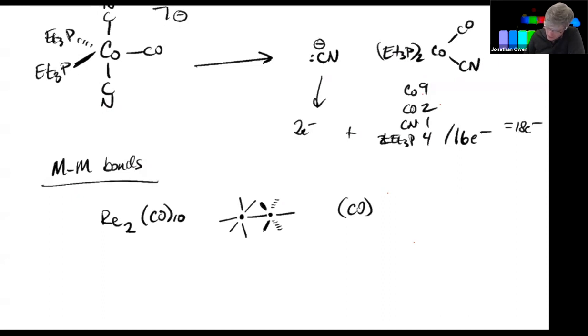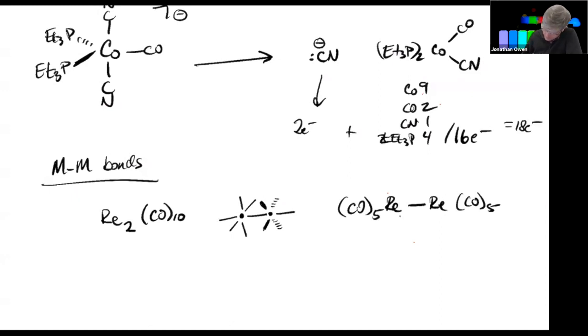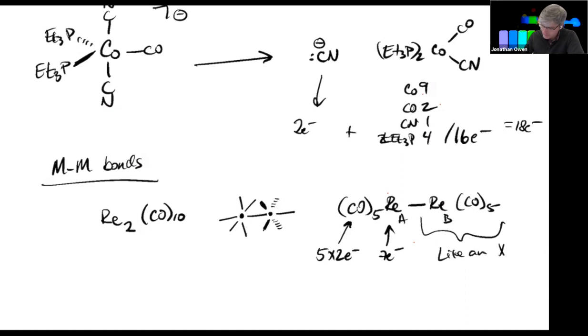So let's do this rhenium compound. Rhenium, manganese, and technetium are all in the same column. So we're going to call this rhenium A and rhenium B for a second, and we're going to start by counting these. We have 5 times 2 electrons here, and we have 7 electrons here. And you can think about this whole fragment as being like an X-type ligand to rhenium A. So it donates 1 electron.